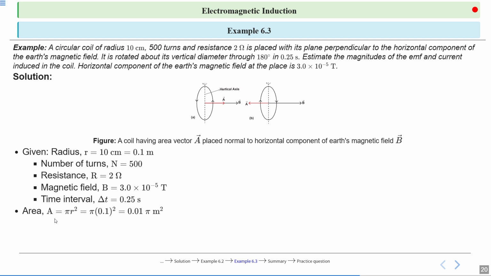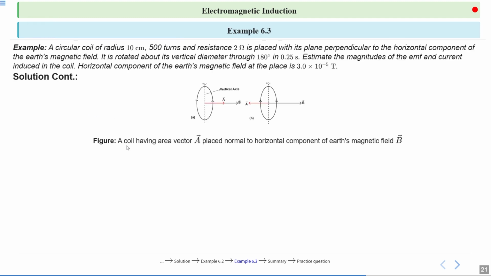Okay, so area, we have to calculate the area of the loop to find the flux. So area will be A equal to, for circular loop, pi r square. So pi into 0.1 square, which is equal to 0.01 pi meter square. We are not putting the value of pi, we are going to put it in the final expression.